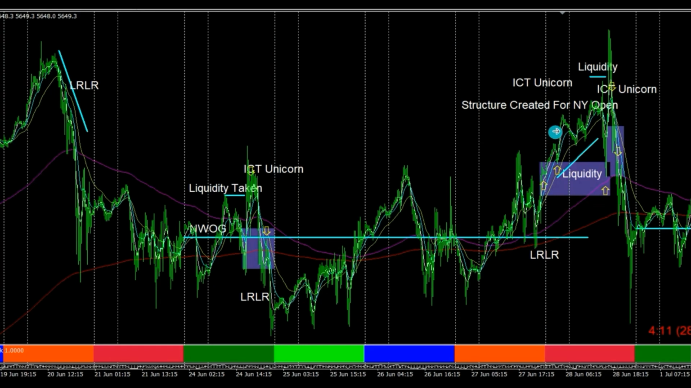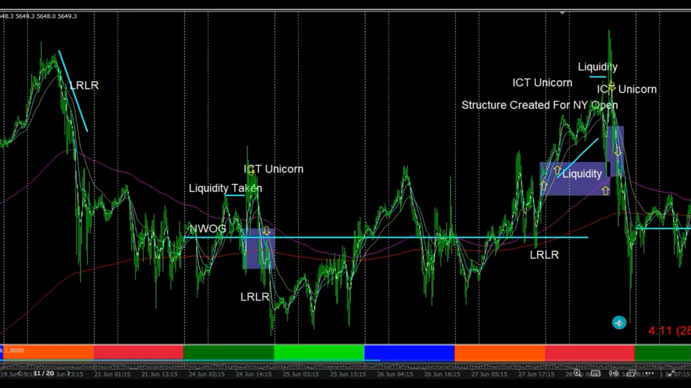So Asia tapped into it, London tapped into it, the pre-New York session tapped into it, and then the New York Open grabbed the rest. And because of all of this mitigation, price reversed quickly and moved all the way to the other side.